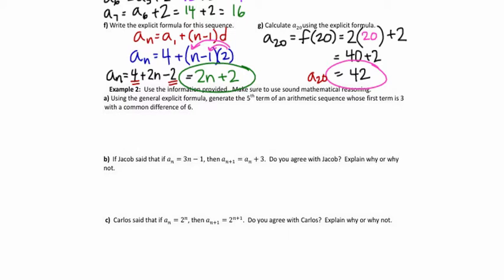So example 2 reads, using the general explicit formula, generate the 5th term of an arithmetic sequence whose first term is 3 with a common difference of 6. I'm going to go ahead and write the general explicit formula. That was a sub n equals a sub 1 plus n minus 1 times our common difference. Let's start plugging in some values that we know. We're looking for the fifth term, so a sub 5. We know that the first term is 3. We're looking for the fifth term, and our common difference is 6.